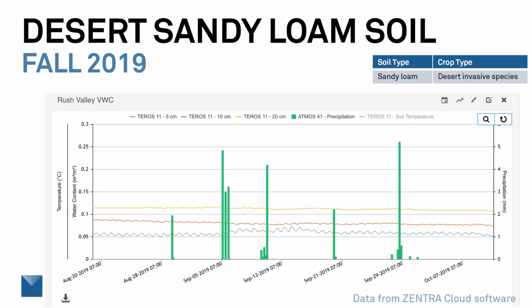This sandy loam is found in a desert, and this is in the summer and fall of last year, of 2019. So the crop, quote unquote, that's on top of here is actually lots of desert invasive species. So of course this is a native system where it's just growing things like cheatgrass. And we're trying to understand how cheatgrass and other plants like halogeton are outcompeting the native grasses.